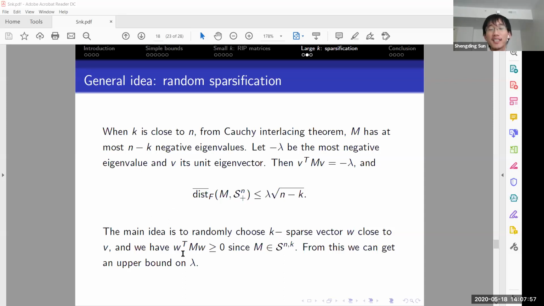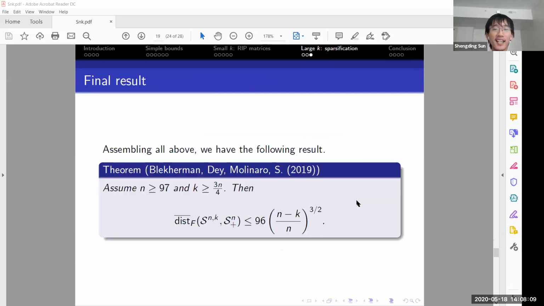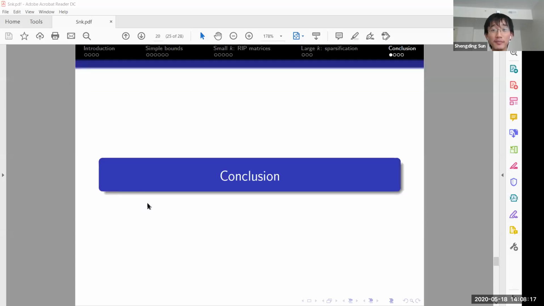But because w is k-sparse, w transpose M w will be at least 0. And since w is close to v, you get the upper bound on lambda this way. There's a bunch of calculations around, but in the end you get this bound. For the lower bound, again, there are constants around.